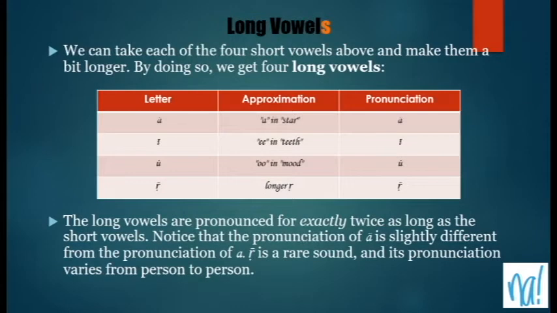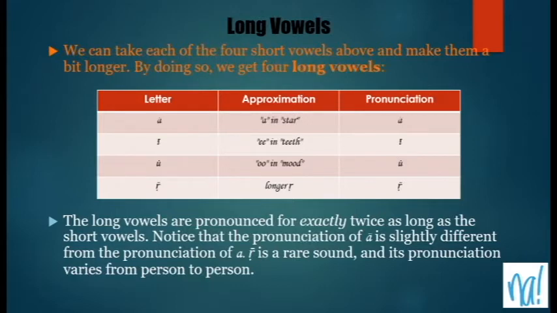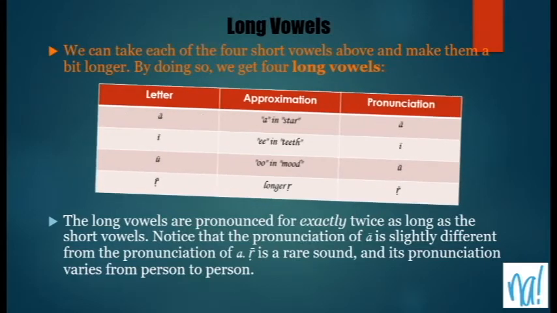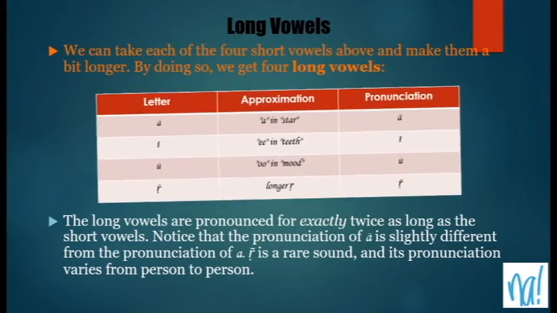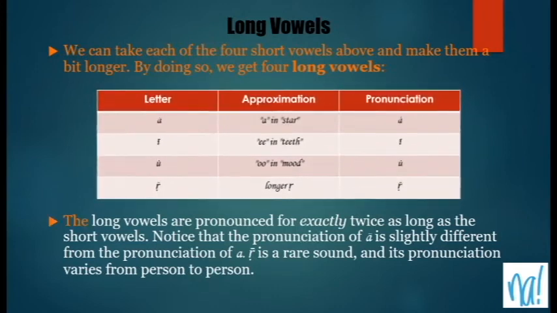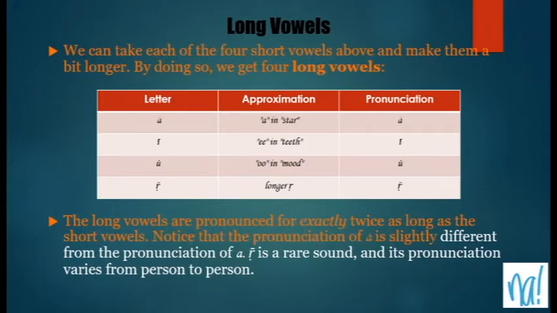Long vowels. We can take each of the 4 short vowels above and make them a bit longer. By doing so, we get 4 long vowels. Ā, Ī, Ū, Ṝ. The long vowels are pronounced for exactly twice as long as the short vowels. Notice that the pronunciation of Ā is slightly different from the pronunciation of Ṛ.